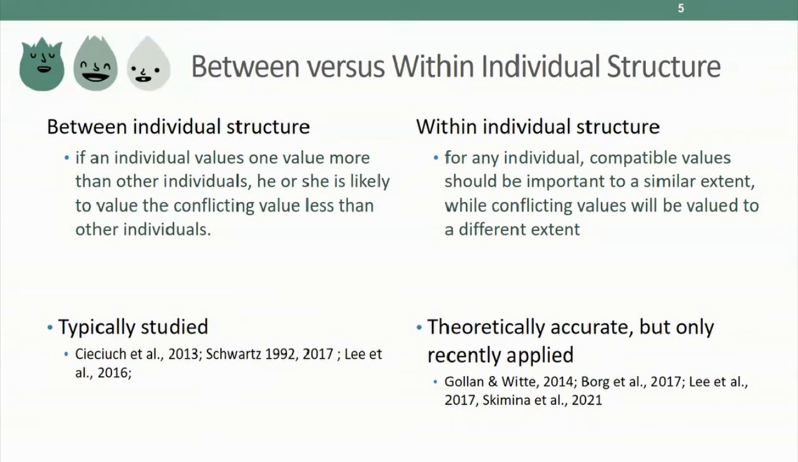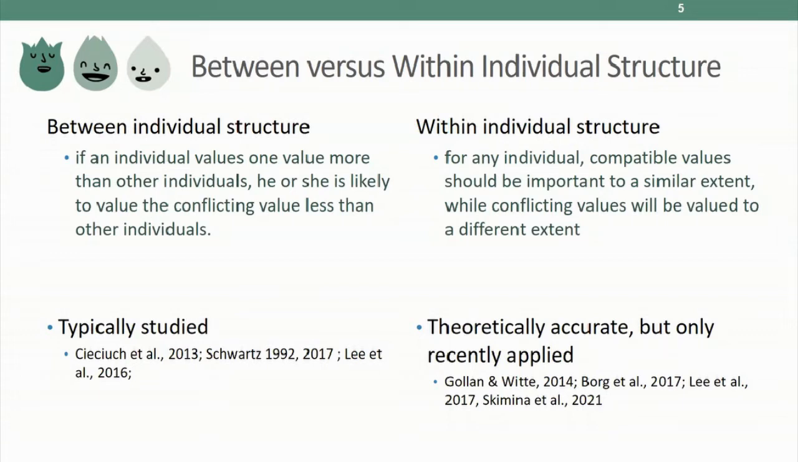And we say that if someone, let's say Ross, values benevolence highly, that means that he values it more than others in the sample. He's also likely to value universalism more than other individuals in the sample, and he is likely to value power less than other individuals in the sample. So the associations are checked and corroborated within the sample.